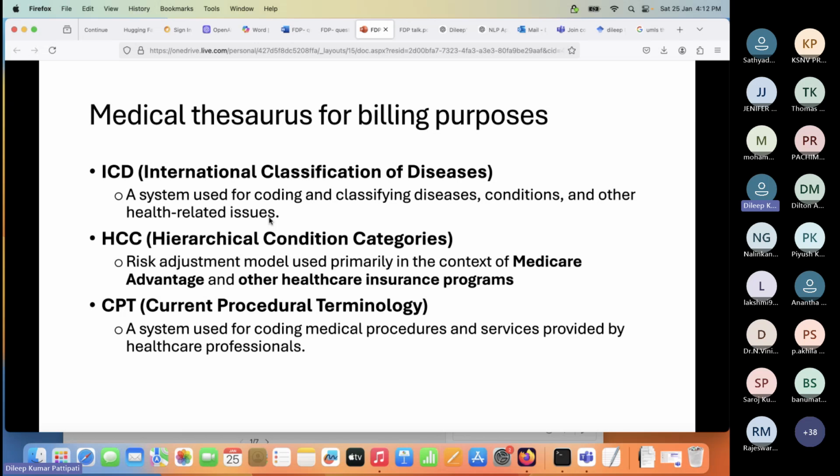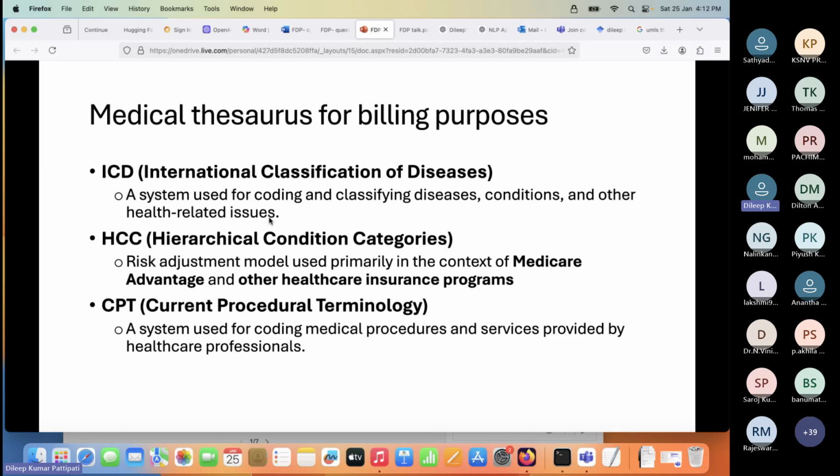Okay. And for billing purposes, there are thesauri developed exclusively for that. If you want to submit a claim to a medical insurance company and get paid, you need to use only some of them. One of them is ICD, a classification that contains codes for all the diseases and health-related issues.